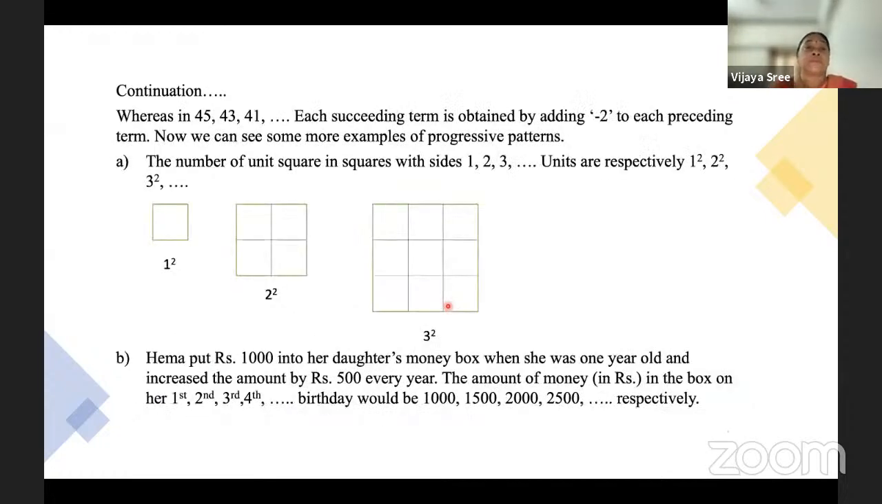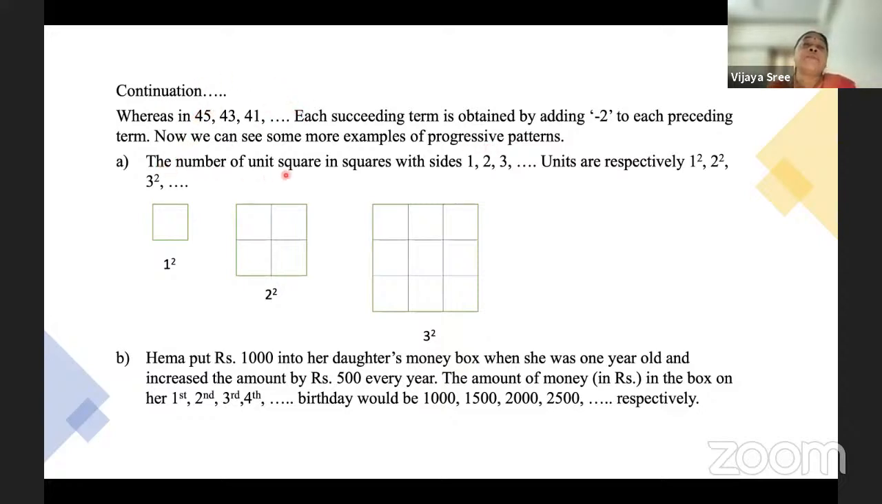Okay, next. Whereas in this third one, 45, 43, 41, 39, 37, 35, 33, dash. Each succeeding term is obtained by adding minus 2 to each preceding term. Minus 2, adding minus 2 to each preceding term. Now we can see some more examples of progressive patterns. This is one pattern.